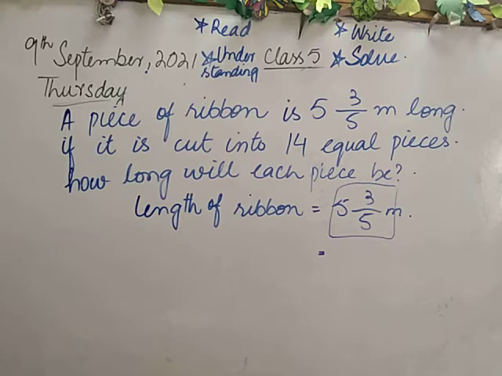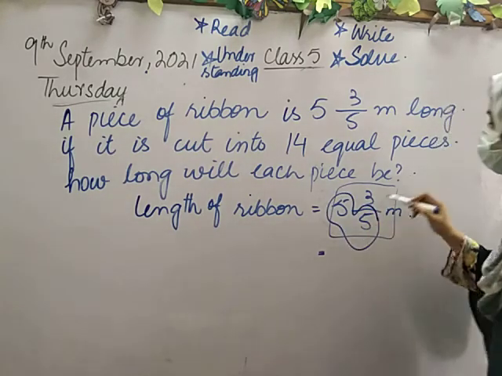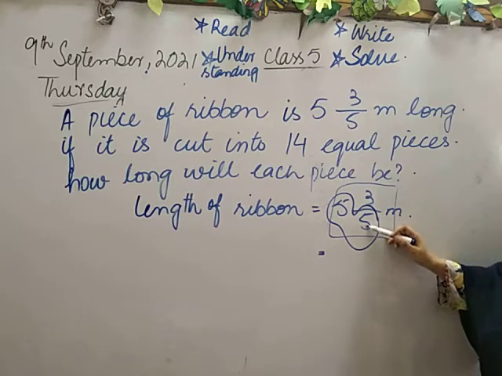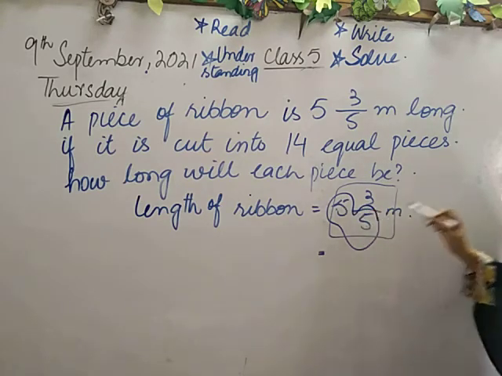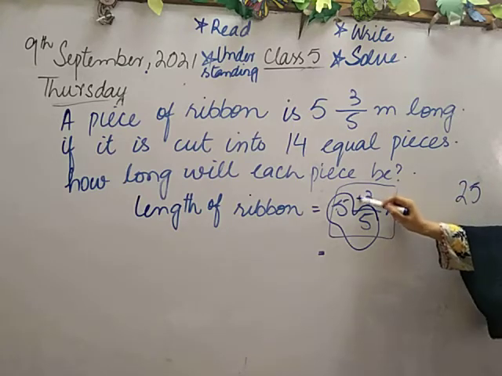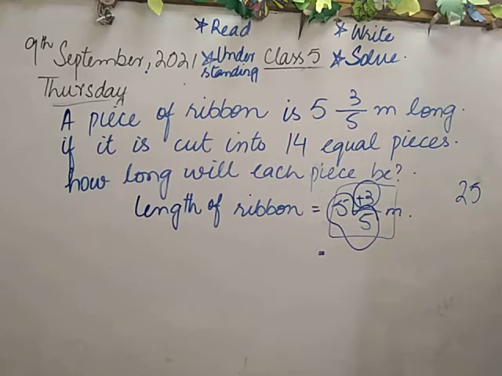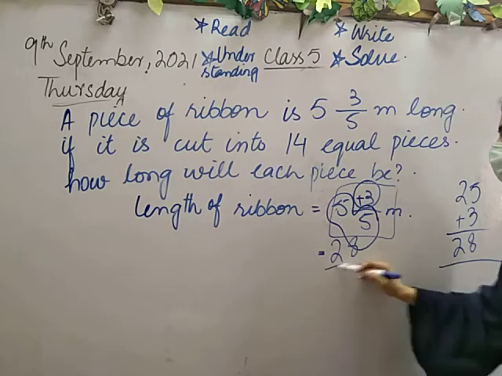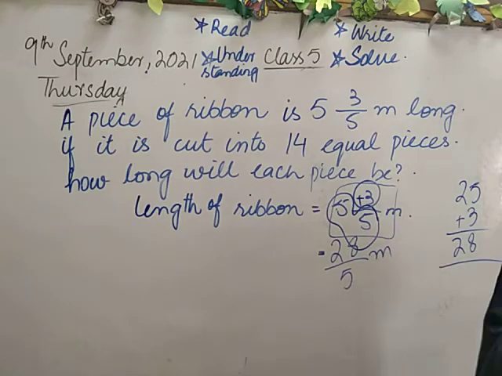So how do we solve a mixed fraction? How do we do it? Very good. We will simply multiply the number which is present in the denominator with the whole number. 5 into 5 is 25. I will write 25 in the rough area. Then I will simply add the number which is present in the numerator, which is 3. After adding 25 and 3, we have 28. So the fraction will become 28 by 5 meter.